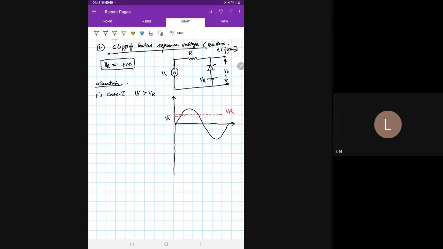Okay. Now see, if V input here is greater than VR, then we know in this case the diode is reverse biased. Diode is reverse biased. Okay.